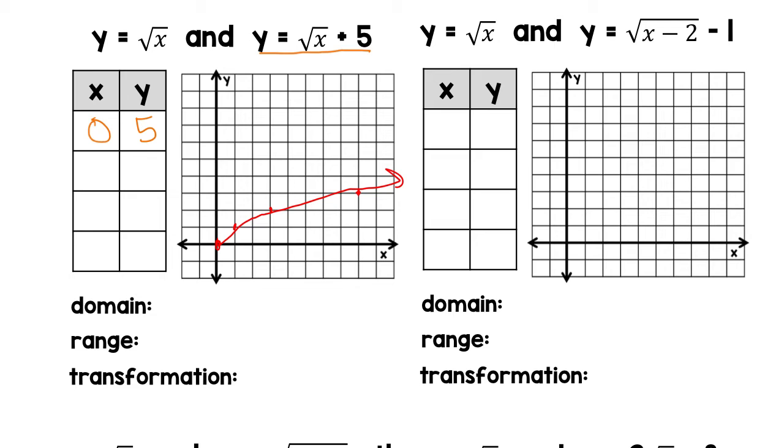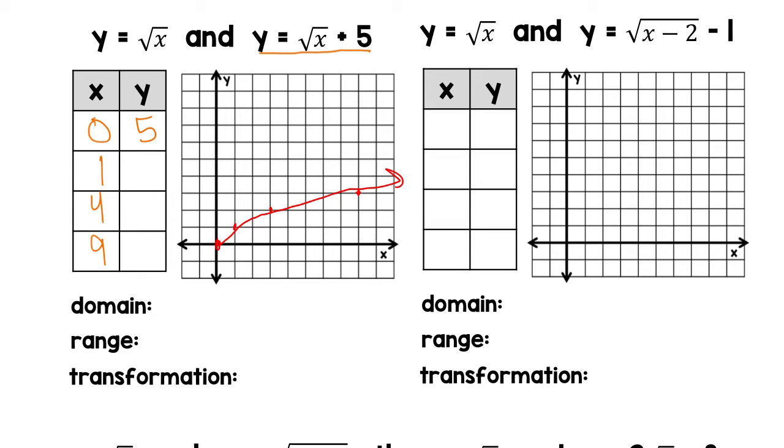Now, I want to look at the radical. There is nothing under the radical. Radical is another word for square root, by the way, if I didn't mention that. Nothing under the radical besides x. So my x values in the x column are going to be the perfect squares: 0, 1, 4, and 9.